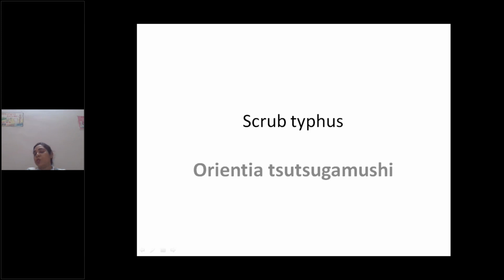Orientia tsutsugamushi causes scrub typhus. Typhus fever is usually caused by Rickettsia, right? How many are there? Epidemic typhus, recrudescent typhus, endemic typhus. Another typhus is there, that is scrub typhus. This is not caused by Rickettsia, but it is caused by Orientia. And the species that is causing scrub typhus is Orientia tsutsugamushi.